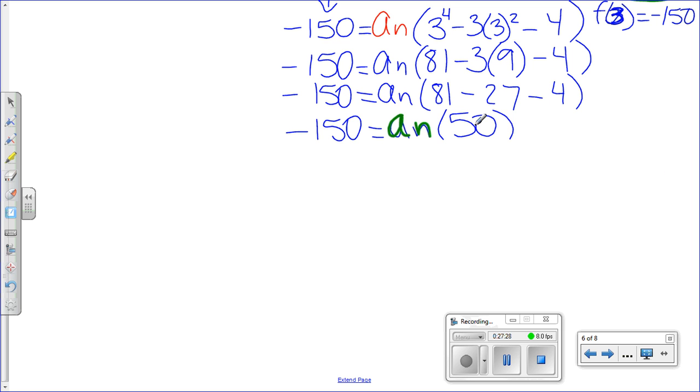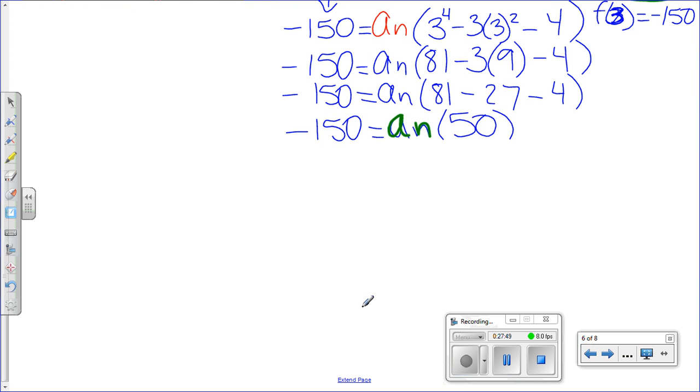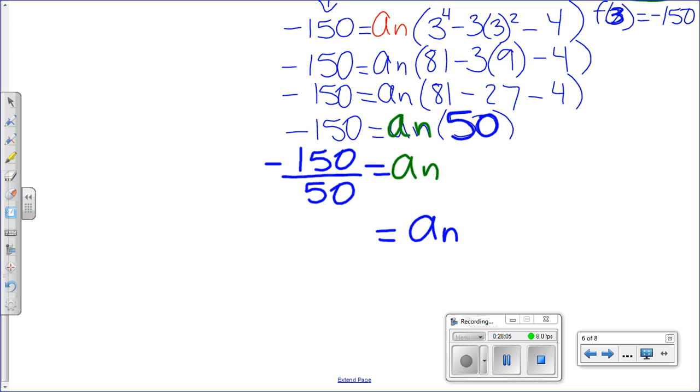Another way to do it, some people prefer to do it before multiplying the factors. Like you could actually substitute with a 3 and a 3 and then substitute this with a negative 150. You could do that as well. That's another option. You can watch the video. So now here to solve for a sub n, this will be negative 150. And what is this 50 doing here to the a sub n? Multiplying, so we're going to divide by 3. And so a sub n is equal to negative 3.